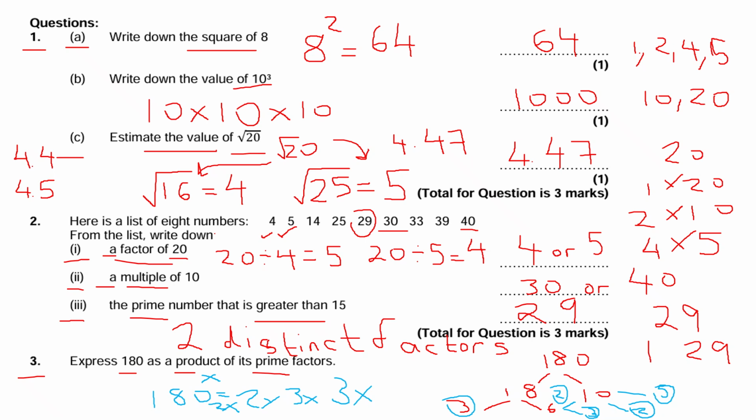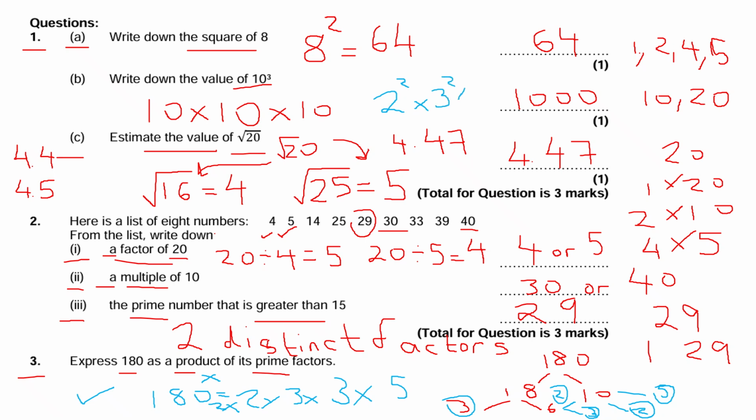Okay, there we go. Let's just double check that. So it's going to be 4 times 9, that'll be 36. 36 times 5 makes 180. So that is indeed correct. So 180 here can be written as 2 squared times 3 squared times 5, if it's in index form.